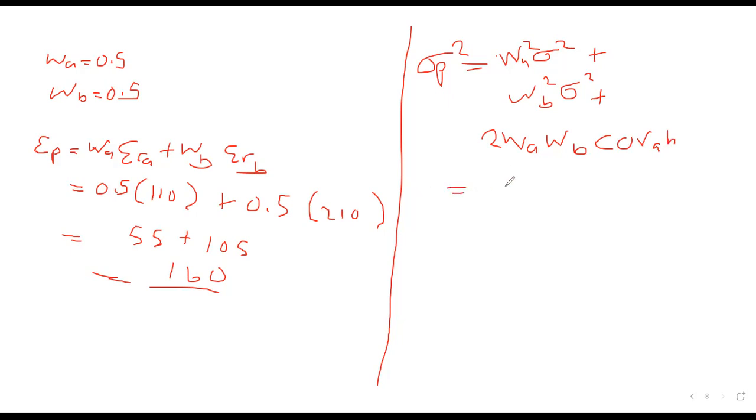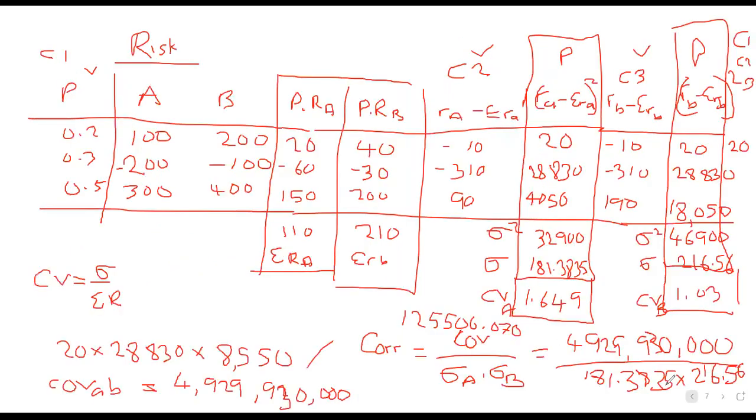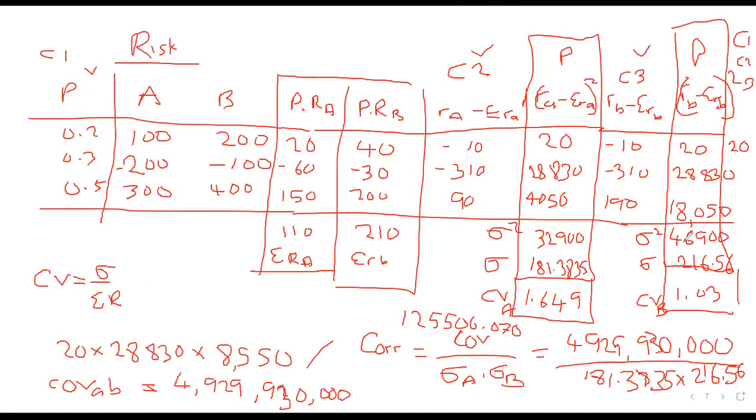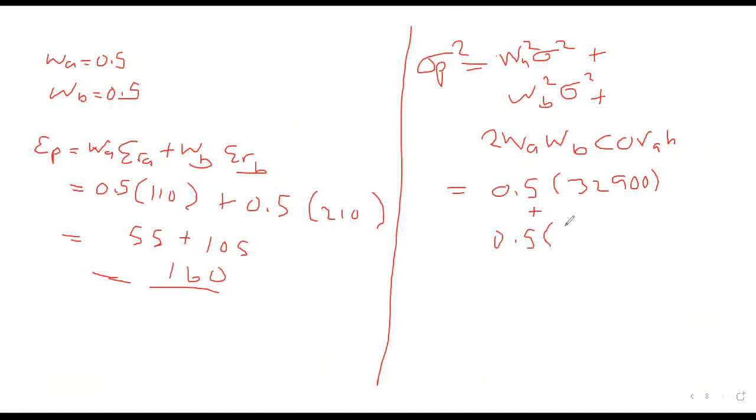Our weight of A is 0.5 squared and the variance of A was 32,900. Don't forget because we're getting the variance, plus 0.5 squared times the variance of B, 46,900, plus 2 times 0.5.